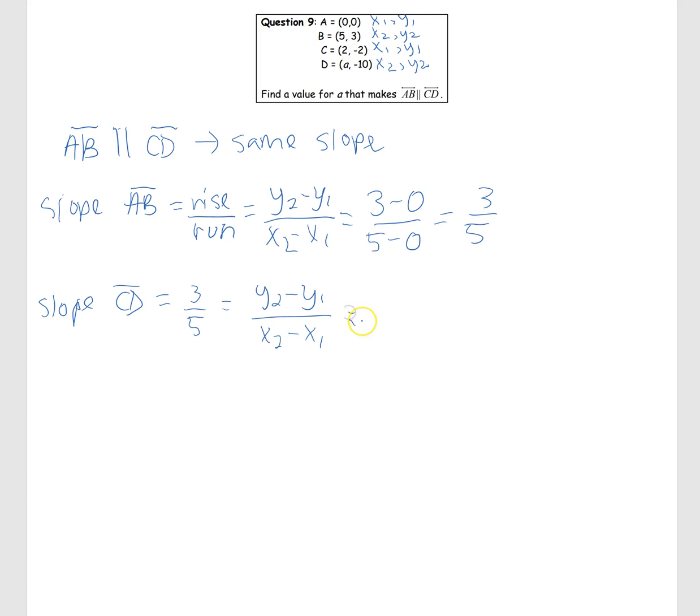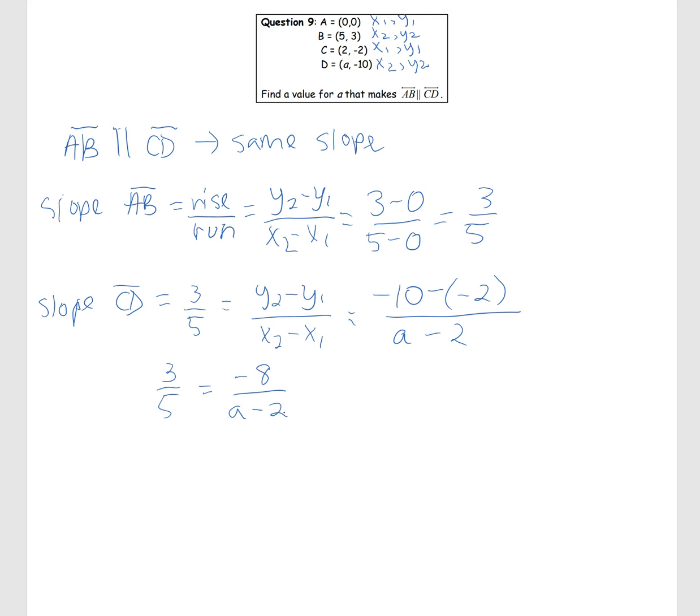So plugging that in gives me negative 10 for y2 minus a negative 2 for y1. And that's all over x2, which is a, we don't know what that is, minus x1, which is 2. Okay, so rewriting that a bit, this gives me 3 over 5 is equal to negative 10 minus a negative 2, which is negative 10 plus 2, which is negative 8, over a minus 2.